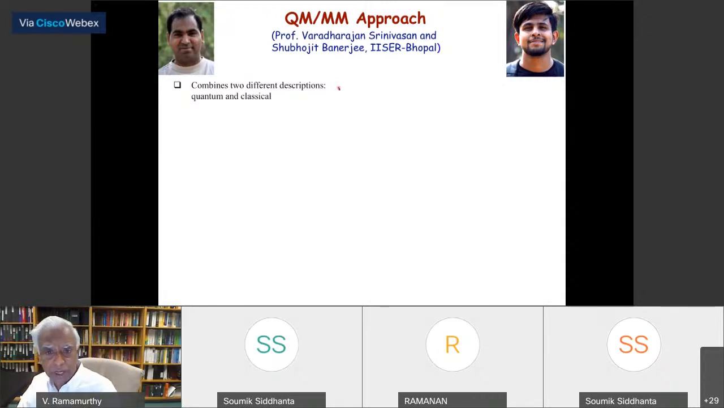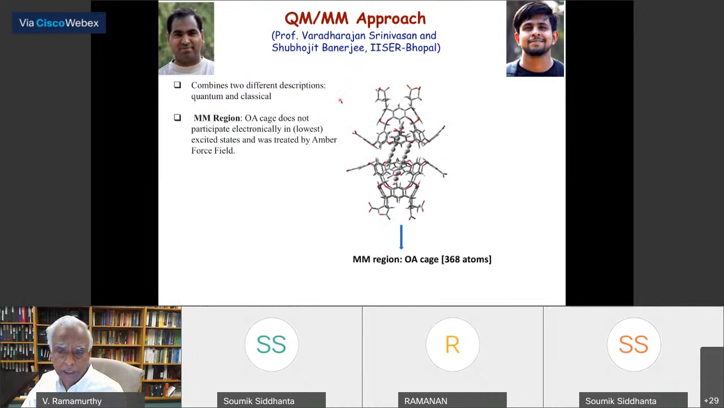So this computation is not that easy with these kinds of systems because there are too many atoms. So it has to be simplified. The capsule has a whole lot of atoms, about 368 atoms. If you have done a little bit of calculations, you will know going beyond the hydrogen atom, hydrogen molecule is a pretty challenging task. With 368, I don't know, is there a word for challenging? It is not easy.